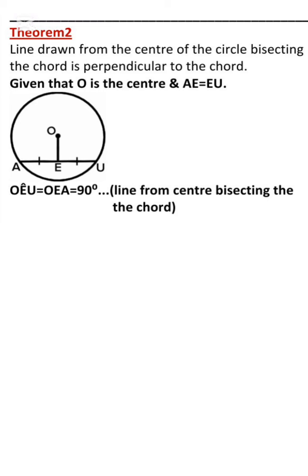We're given that O is the center and AE is equals to EU. Line OE drawn from the center bisects the chord AU. That's what we got. Angle OEU is equals to angle OEA is equals to 90 degrees. And the reason is line from the center bisecting the chord. That is the reason you are going to write in your exams. Since OE forms 90 degrees angle on AU, OE is perpendicular to the chord AU.